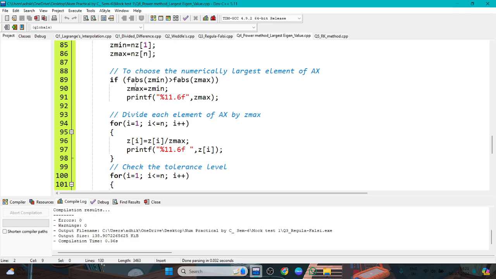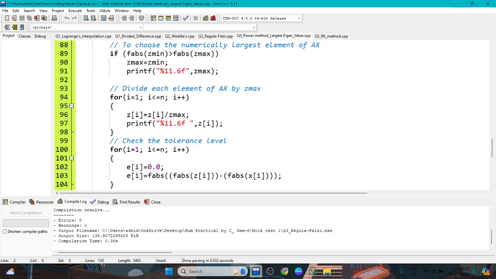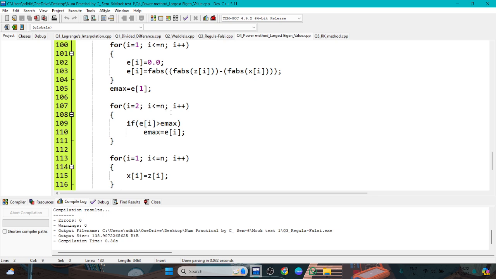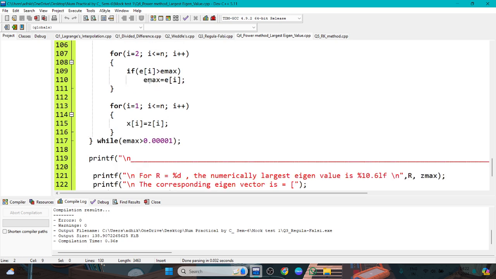Choose the numerically largest element of Ax. If the absolute value of z min is greater than the absolute value of z max, then z max equal to z min, and printf the z max. Divide each element of Ax by z max, for i equal to 1 to n, zi equal to zi by z max, and print zi. Check the tolerance level: for i equal to 1 to n, ei equal to absolute value of absolute zi minus absolute value of xi, and emax equal to e1. For i equal to 2, i less than or equal to n, i plus plus, if ei is greater than emax, emax equal to ei. For i equal to 1 to n, xi equal to zi.